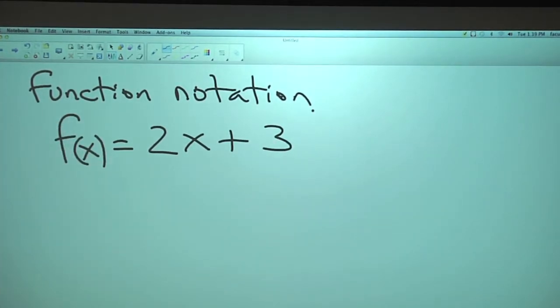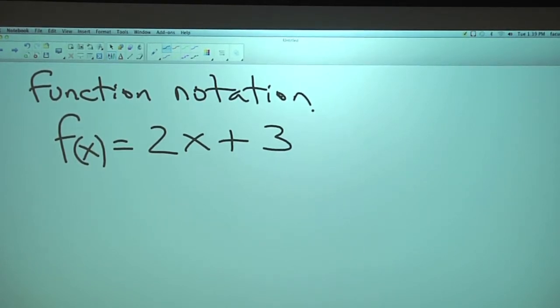f of x equals 2x plus 3. Basically, f of x is the same thing as y. But it does tell you that this is indeed a function, which means it passes that criteria, that for every x there is only one y. Okay?